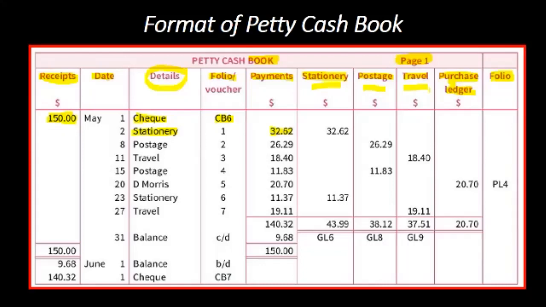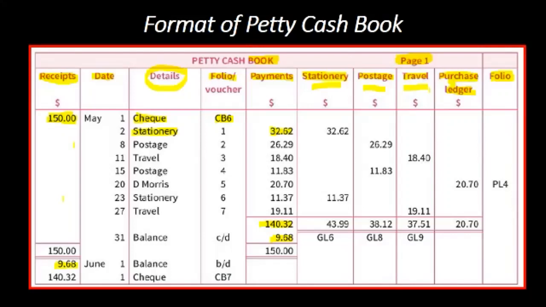All right. At the end of a period, the payments column is added up, and each one of the analysis columns is added up, and the total that you get here is balanced with this receipts column here to get the balance carried down in a normal way, and the balance is brought down into the next period.